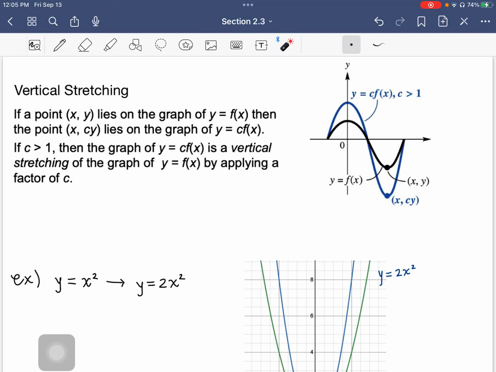In this video, we're going to go over section 2.3 from our textbook, which talks about more transformations of graphs. And the first kind that we're going to look at is called vertical stretching.